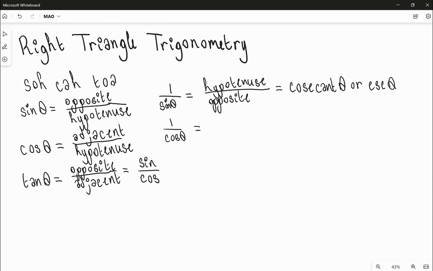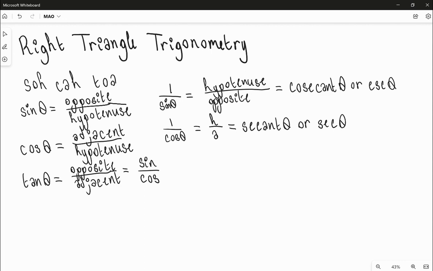Our inverse cosine theta is, I won't write it out anymore, hopefully you can tell what the letters mean. Our cosine is adjacent over hypotenuse. Our inverse cosine would be hypotenuse over adjacent. The formal name for that is secant theta, written as SEC theta. So a good way to remember these is that sine, starting with an S, corresponds with cosecant, starting with a C. So they're flipped. And cosine corresponds with secant, which starts with an S.